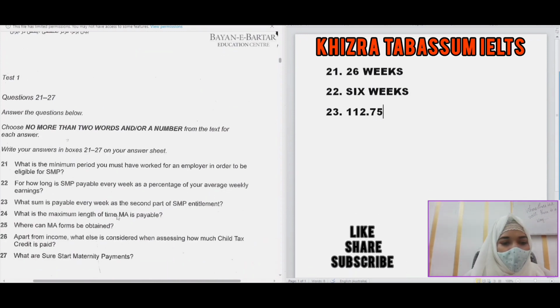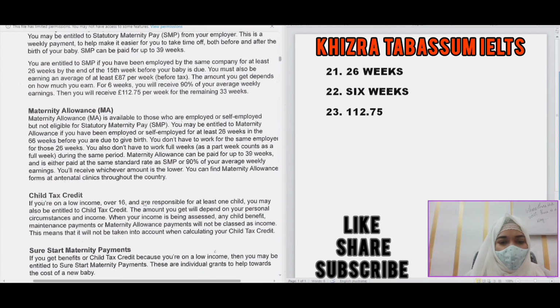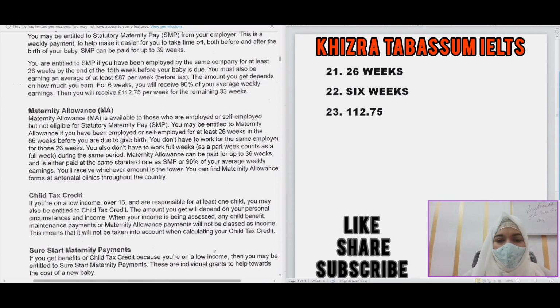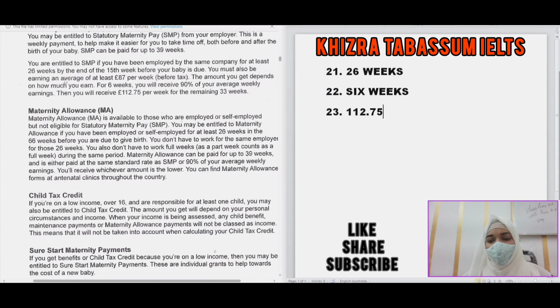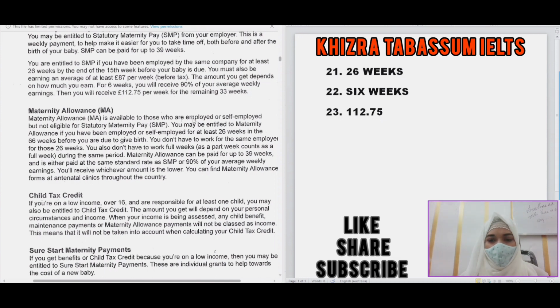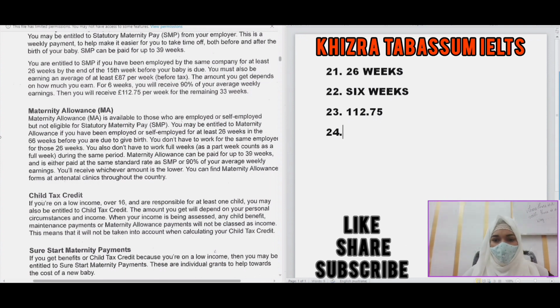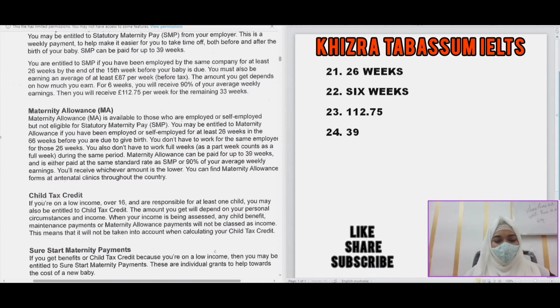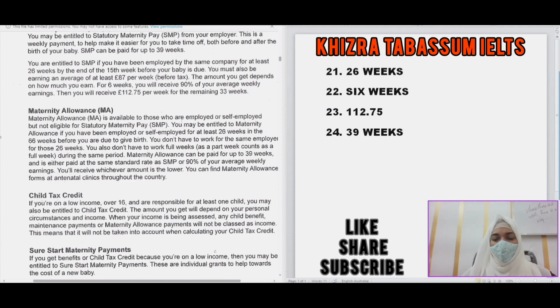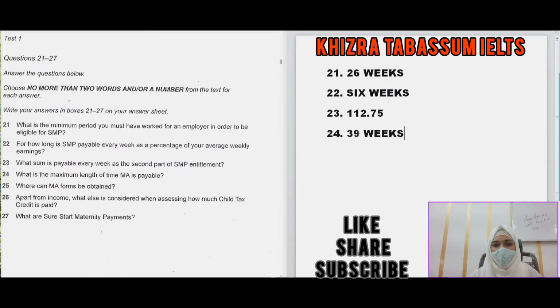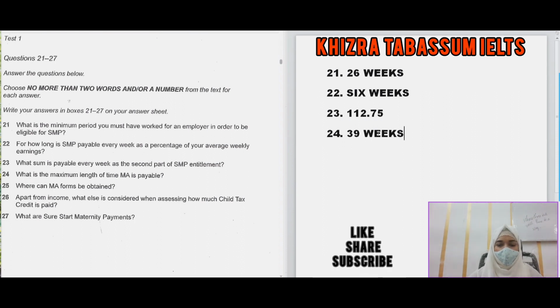What is the maximum length of time MA is payable? Maximum length: here it is given, can be paid for up to, and up to means maximum. Okay, don't confuse yourself. 39 weeks. Got it? 39 weeks. This 39 weeks, okay? Did you get this 39 weeks?